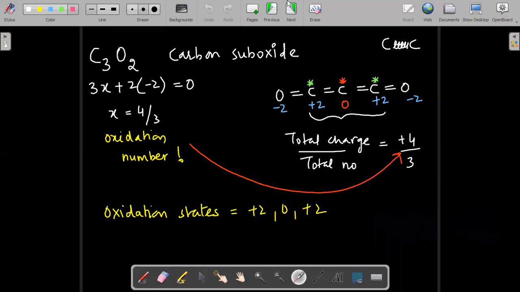This molecule here is carbon suboxide. You can simply calculate by looking at the structure here. The oxidation number comes out to be 4/3, while the oxidation states are +2 and 0.